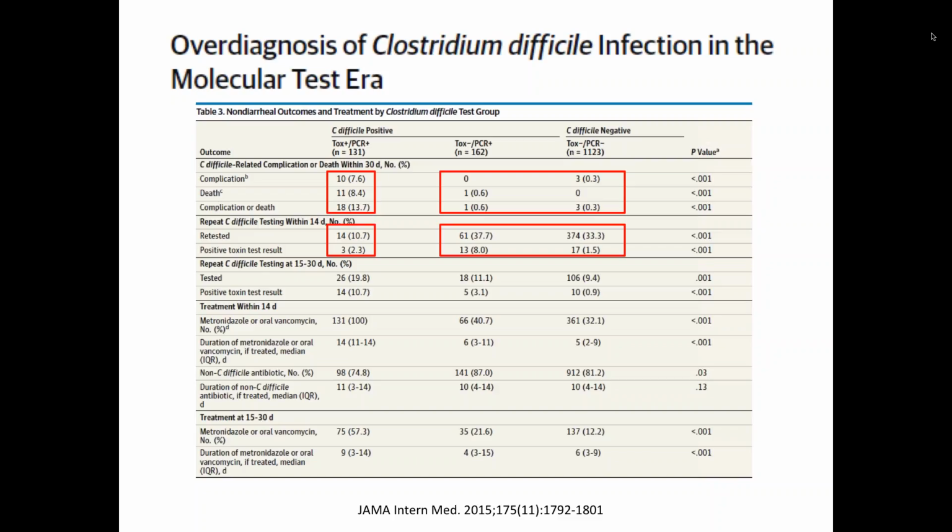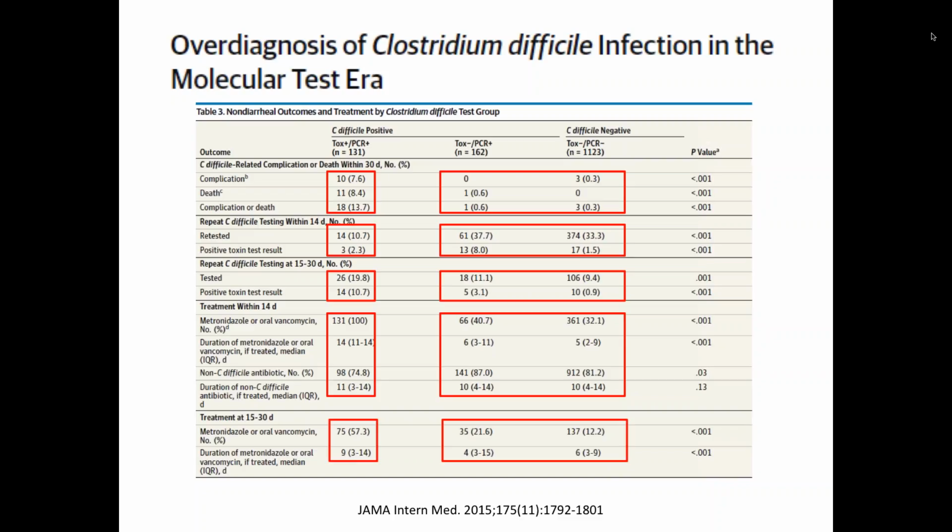The PCR-positive, toxin-positive group was less likely to be retested, which kind of makes sense throughout that whole study. And it also wasn't like the toxin-negative PCR-positive group was getting treated a lot. Only 40.7% of patients in this category were treated compared to 100% in this category. I think it's also interesting to look at the numbers. There were 131 patients that were toxin positive, PCR positive, but 162 that were toxin negative, PCR positive. So more actually didn't have formed toxin than did, suggesting that was maybe more common than we might think. And the same here for treatment at 15 to 30 days.